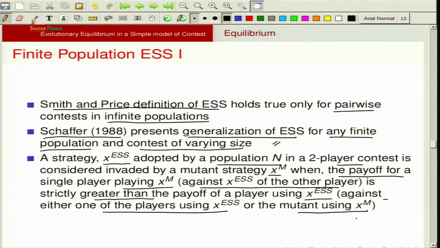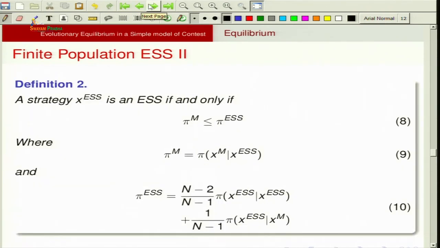So, this we have already done. Mathematically we can represent the same thing like this. Basically we have already done that in this setting: the payoff of the ESS player should be more than the payoff of the mutant in this pairwise contest between an ESS player and a mutant player. Okay. So, how do we define these things? pi m is nothing but the payoff of the x m strategy, the strategy of the mutant player, against x ESS.